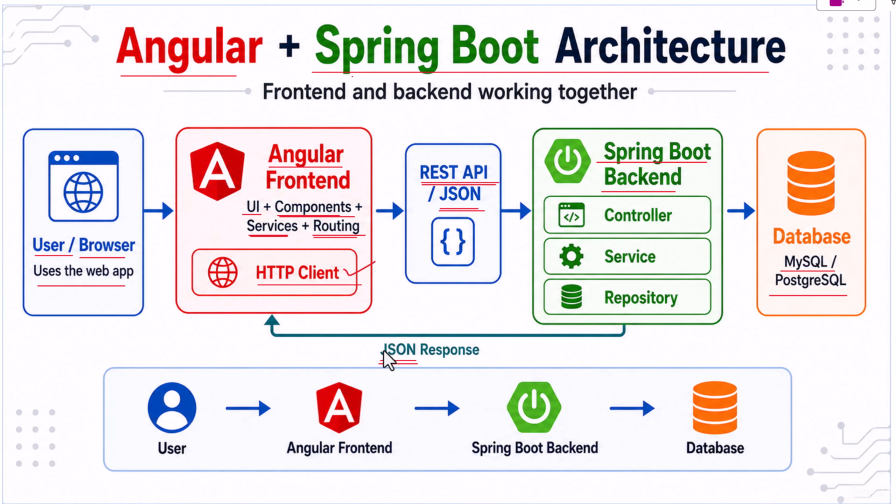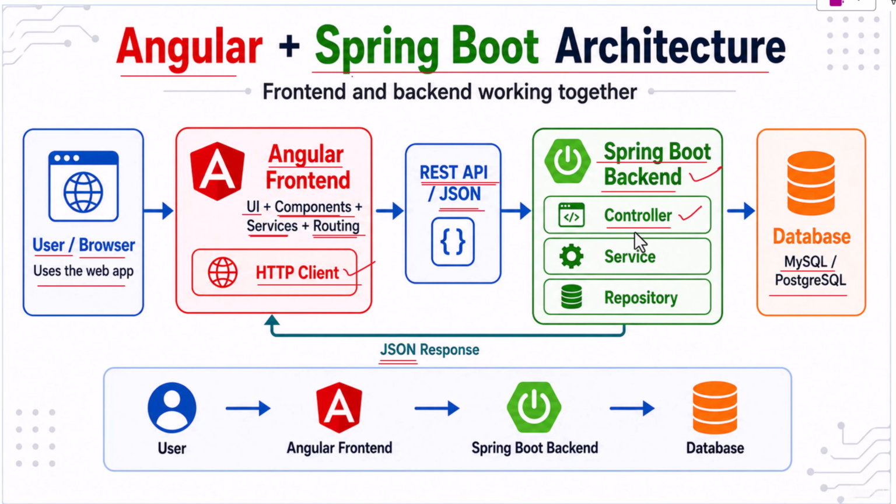Now the request reaches the Spring Boot backend. Inside Spring Boot, the request first reaches the controller layer. The controller is responsible for handling HTTP requests. For example, if Angular calls an API to get all users, the controller receives that request. If Angular submits a form to create a new product, the controller receives that data. The controller does not usually contain heavy business logic. Its main job is to accept the request, call the correct service method, and return the response.